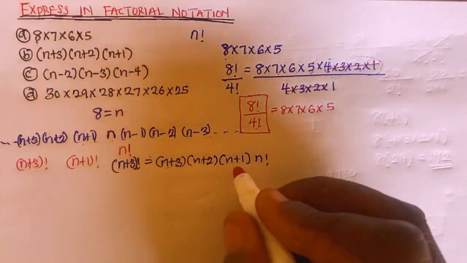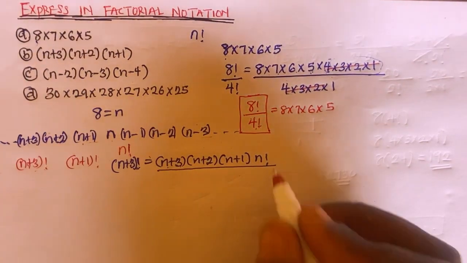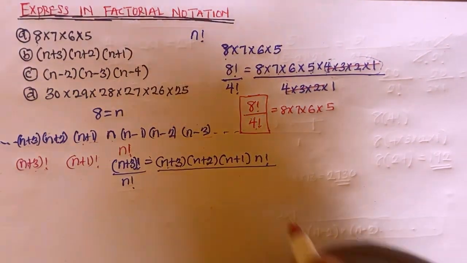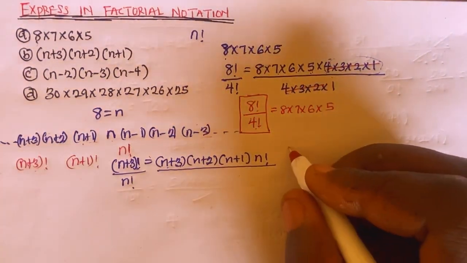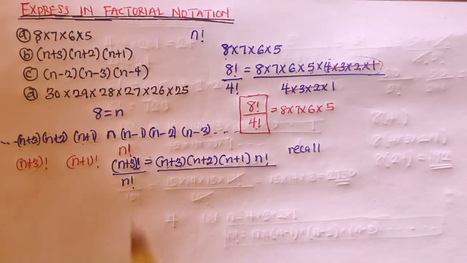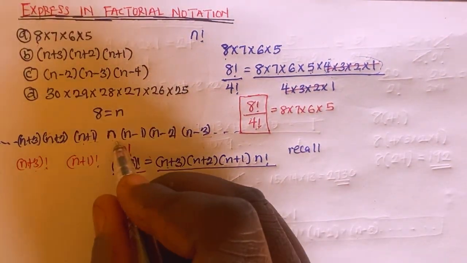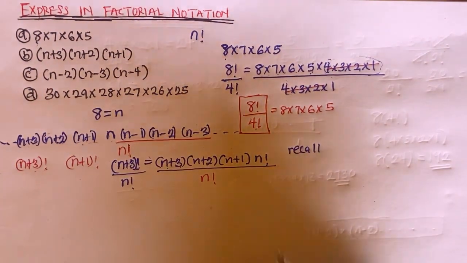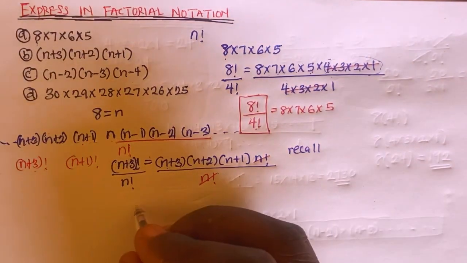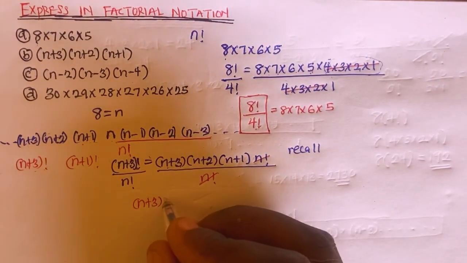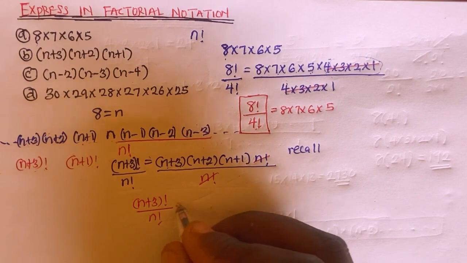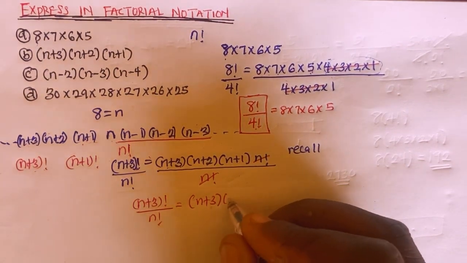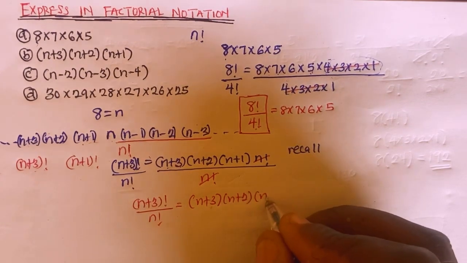So now we can say divide by n factorial. You cannot recall what n factorial is? From this side, everything you are looking at here is your n factorial. So you can simply divide it by n factorial. So this, we cancel this out. Then that means n plus 3 factorial divided by n factorial is the factorial notation for n plus 3, then n plus 2, and also n plus 1.